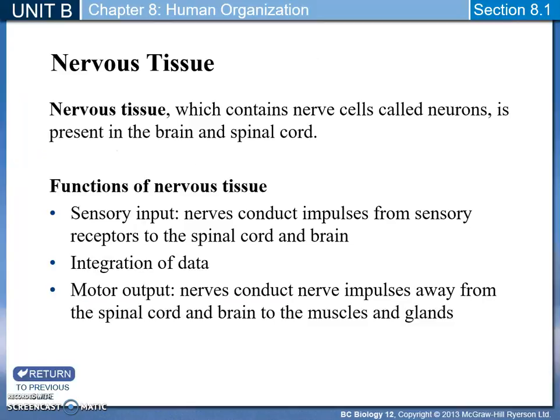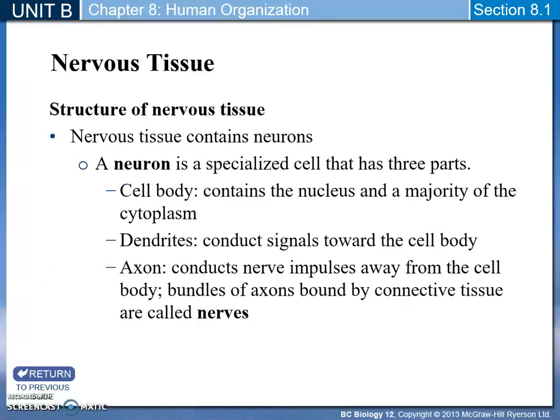So then we have nervous tissue, which contains cells called neurons, present in the brain and spinal cord. They serve the function of sensory input, where nerves conduct impulses from sensory receptors to the spinal cord and the brain, and then we have the integration of that data, and then a motor output. Nerves conduct nerve impulses away from the spinal cord and the brain to the muscles and the glands.